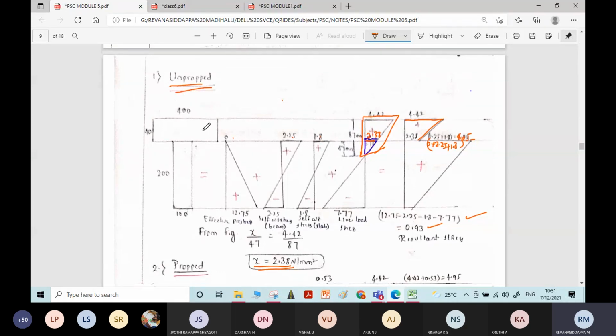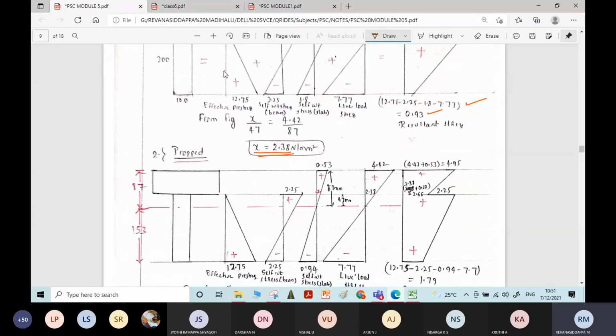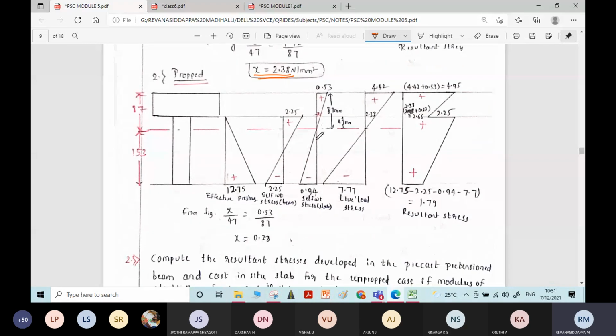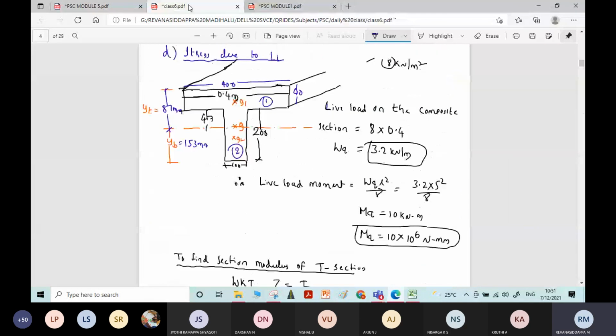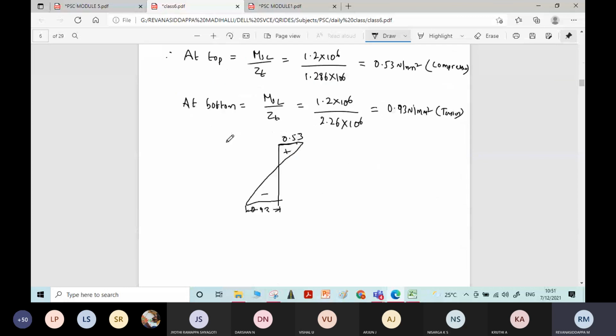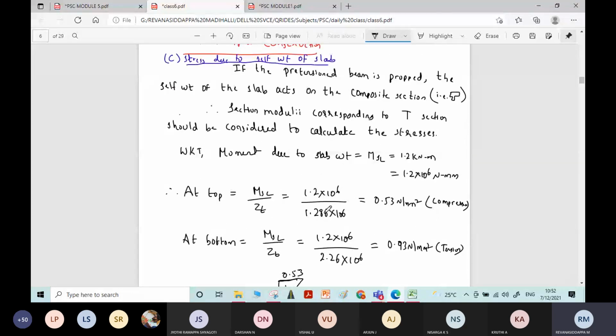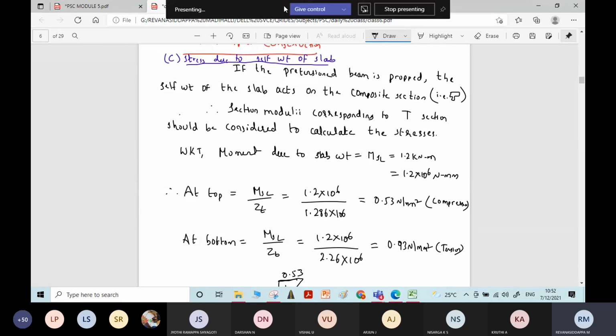For the propped condition, these two diagrams will be the same: the stress due to the pre-stressing force and the stress due to the self weight of the beam. But when we calculated the stress due to the self weight of the slab, what we have done is we have taken the section modulus of the full section, 1.286 times 10 power 6. The full T section we have taken.